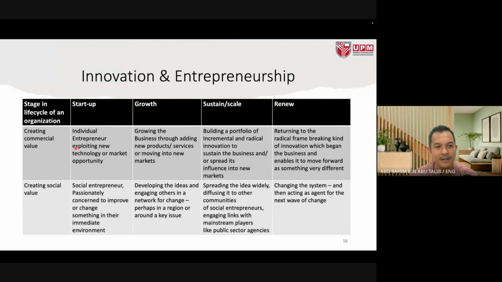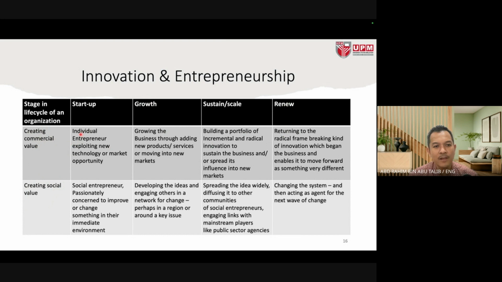comparison, a table of innovation that creates commercial value, that is normal, what business companies are doing, right? At the same time, we have another one, an innovation that creates social value. All right, let us look into the normal one, creating commercial value. If you look at companies, startup companies, they grow after a couple of years, 2 or 3 years, then 3 to 5 years or beyond that, you sustain and scale up, and then there are also companies that are being renewed.